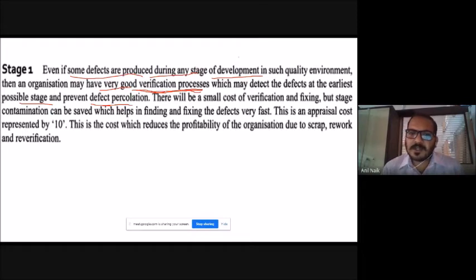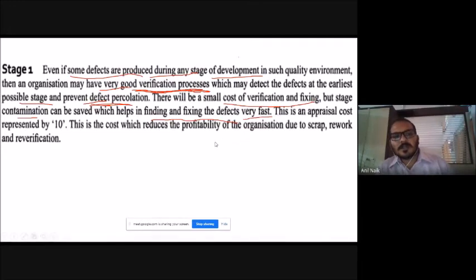Verification, like we can consider in our counseling process. Suppose the students are not doing well, the faculty will do the counseling. It's a very good verification process, which may detect the defects at the earliest possible stage and prevent defect propagation. So there will be a small cost of verification and fixing. We need to spend some time to do the verification and fixing, but the stage contamination can be saved, which helps in finding and fixing the defects very fast.